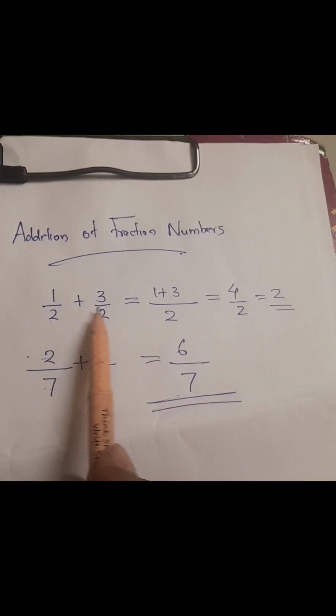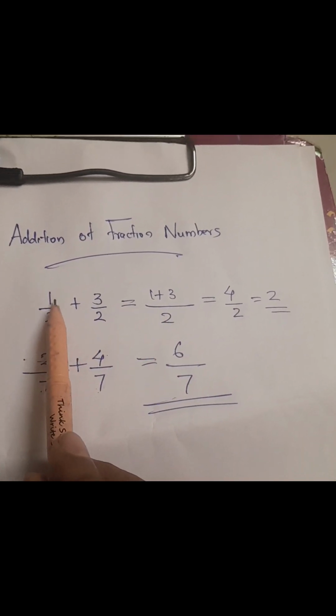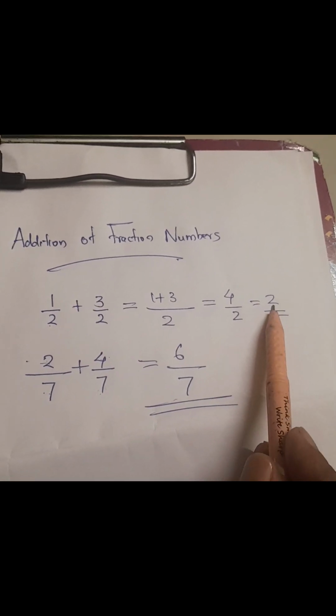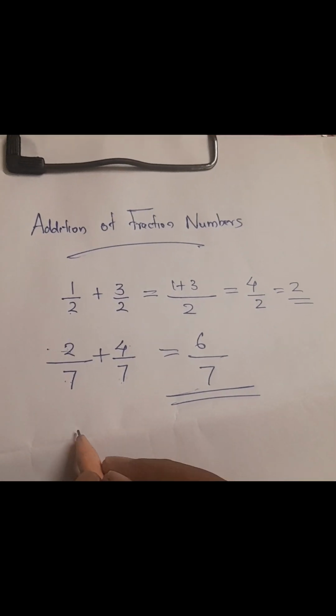Here 1 by 2 plus 3 by 2, what do we get? 1 plus 3 is 4. 4 by 2. The next question.